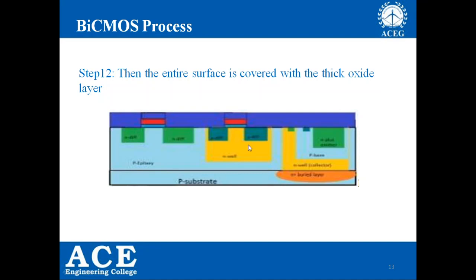So NMOS, PMOS and bipolar. NMOS and PMOS together we can call a CMOS, and bipolar is also there. So this process we can call the BiCMOS process.